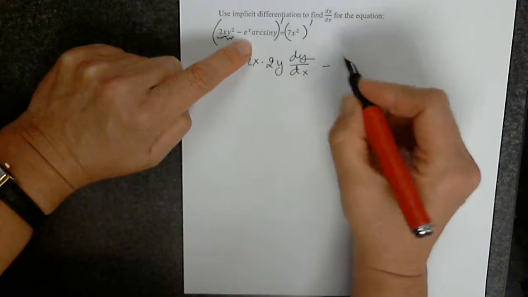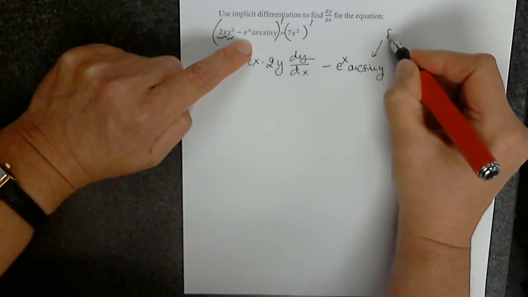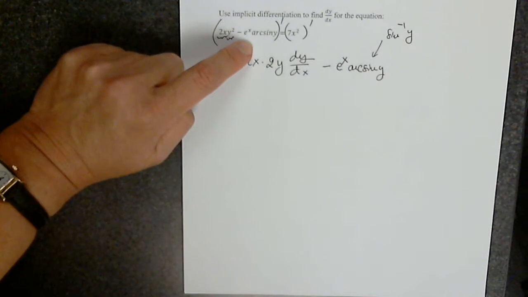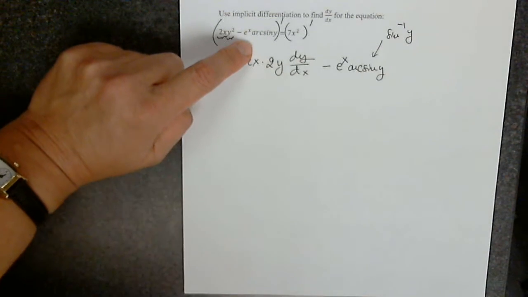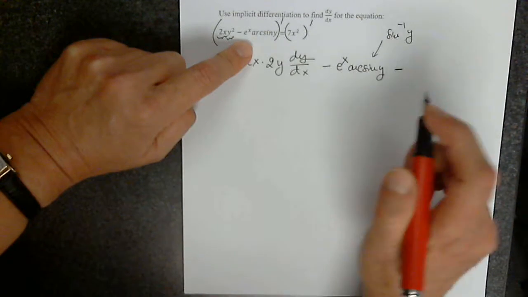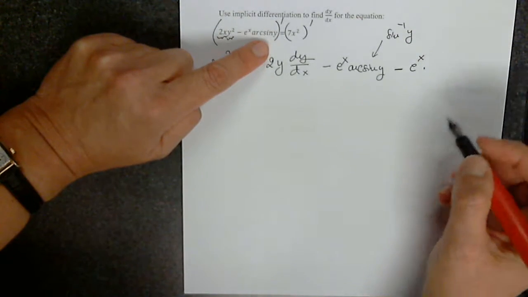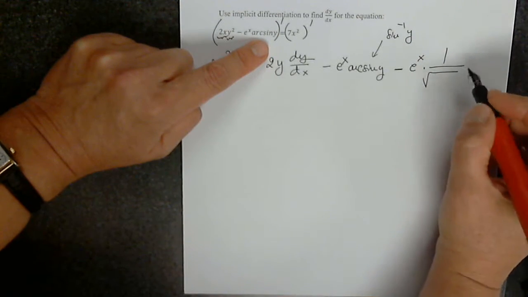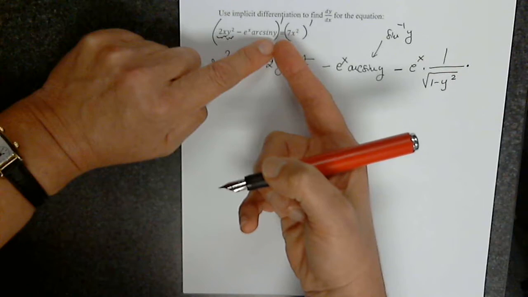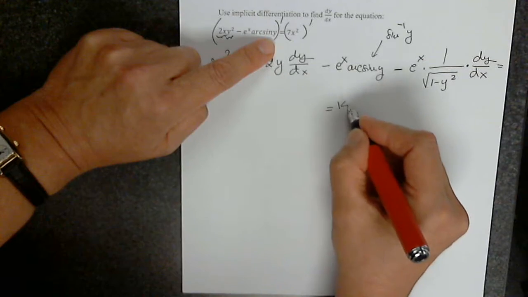Minus e to the x prime is e to the x times arc sine y, which is the same as sine inverse y. The reason why I like to type arc sine is because I don't have to put the power. So it's easier to type arc sine than sine inverse. And then minus again, because there is a minus in front, e to the x times arc sine or sine inverse prime, which is 1 over the square root of 1 minus y squared multiplied by y prime, which is dy over dx. That equals 14x.